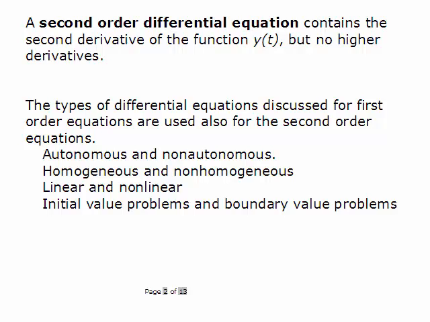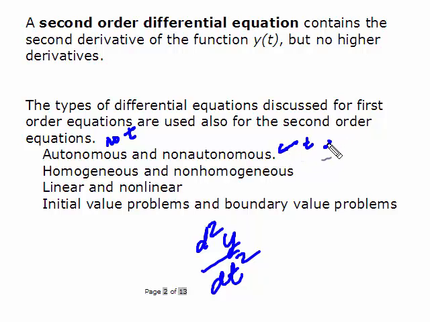So the first thing we're going to talk about are second order differential equations. These are equations that contain the second derivative of the function, in general y, and nothing higher. So you're going to have a second derivative in the equation. And then we have the same types as we had before: homogeneous, non-homogeneous, autonomous, non-autonomous. For review, autonomous has to do with the independent variable t. Autonomous is there's no explicit t dependence, and a non-autonomous t appears explicitly.